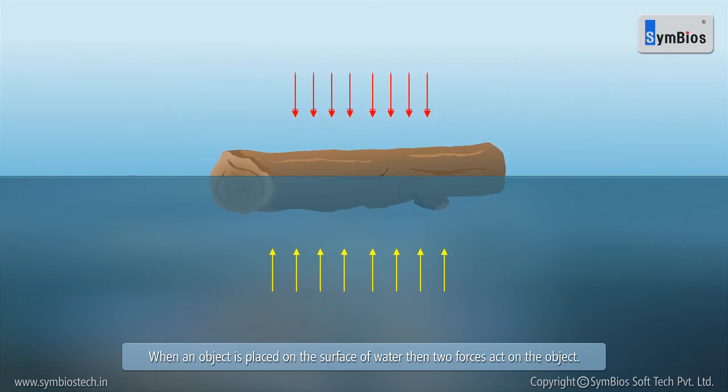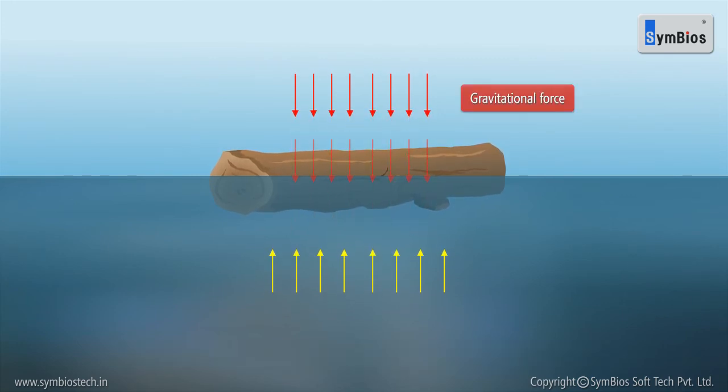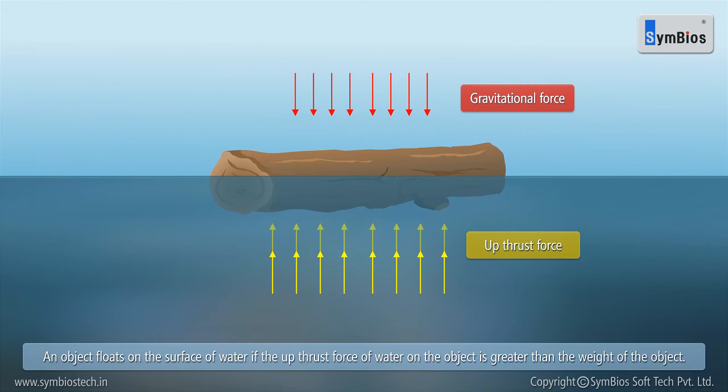object. The gravitational force equivalent to the weight of the object pulls the object in the downward direction. The upthrust force on the object acts in the upward direction. An object floats on the surface of water if the upthrust force of water on the object is greater than the weight of the object.